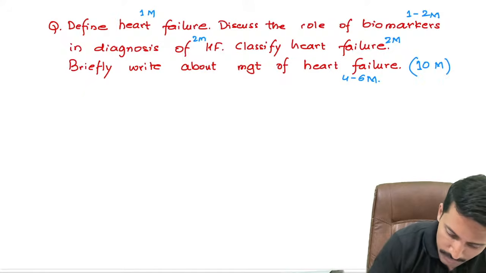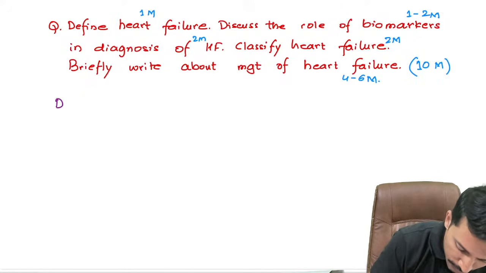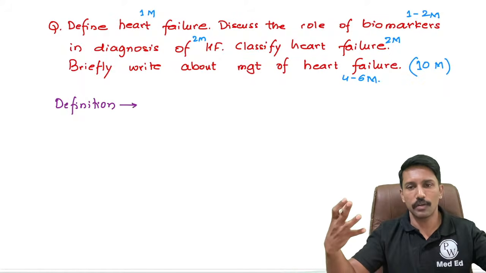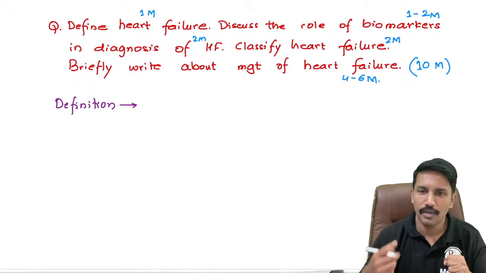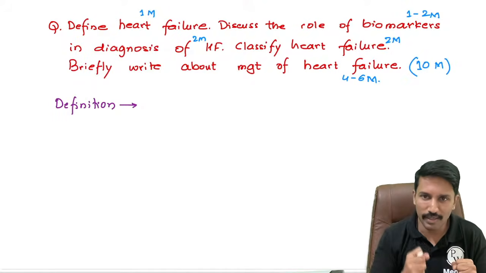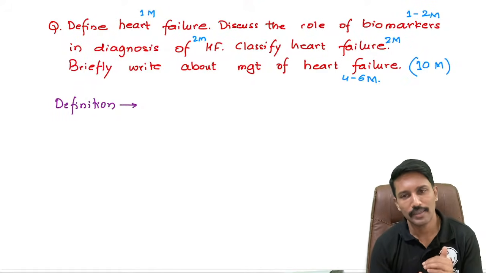So now we will begin with the definition. So what is heart failure? The heart is supposed to do 2 functions. One, receive the blood from the peripheries, meaning the right side should receive the blood from the veins, and the left side should receive the blood coming from the lung. Receive the blood and then eject.